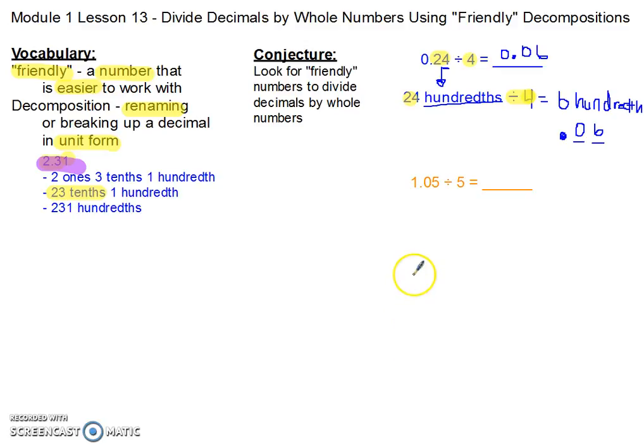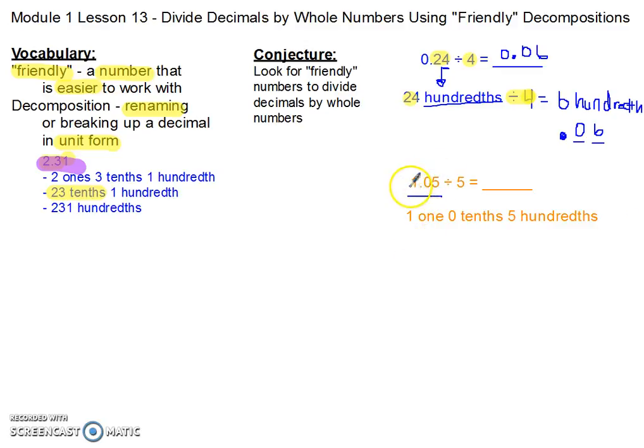So let's take a look at another example here and use our conjecture of looking for friendly numbers to divide decimals by whole numbers. So we have 1.05, or 1 and 5 hundredths, divided by 5. So first I want to take a look at my decimal and break it down into all of its decompositions. The first one, I would just take a look at each individual unit. So I'd have 1 one, 0 tenths, and 5 hundredths.